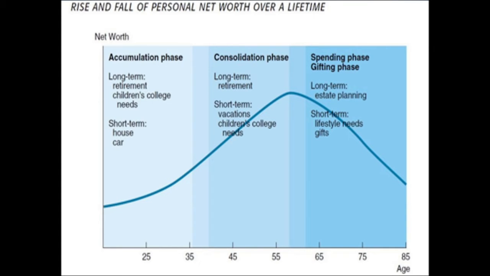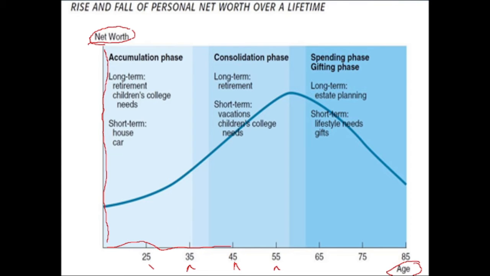This is a graphical representation of the rise and fall of personal net worth over a lifetime. If you see the x-axis, let me take the cursor over here. The x-axis is talking about the age, right? If you are 25 years of age, then 35, later 45, 55, like this. The age is on the x-axis. When it comes to the y-axis, this is net worth.